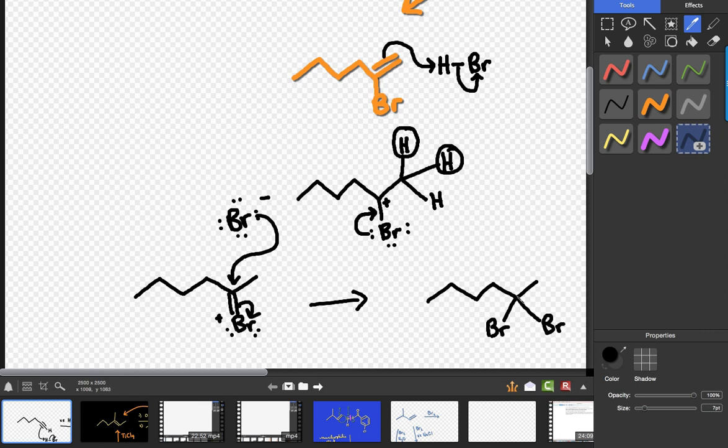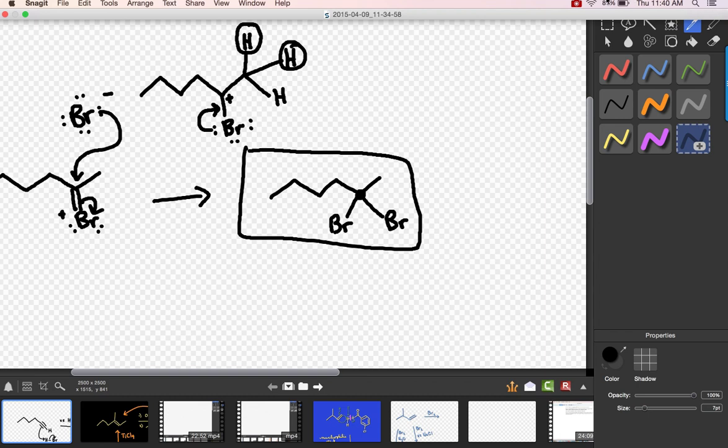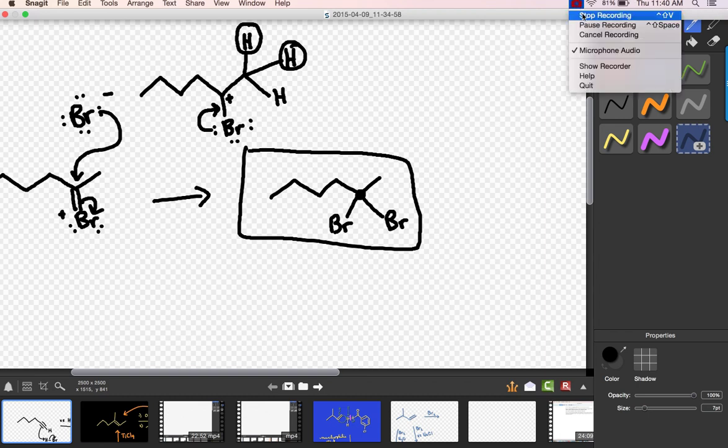Geminal means that both bromines are attached to the same carbon. When I reacted this with an alkene and I would add Br2, I would get a vicinal dibromo, which means they're attached to adjacent carbons. So this is the major product when I use an excess of HBr. The anti-addition? It's not anti.